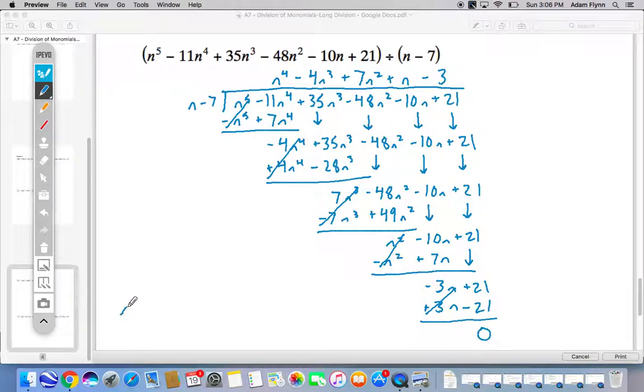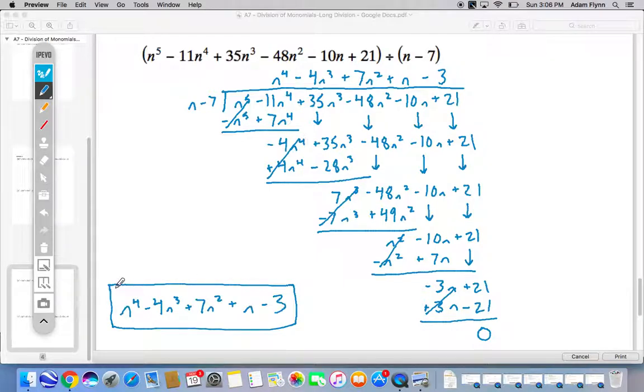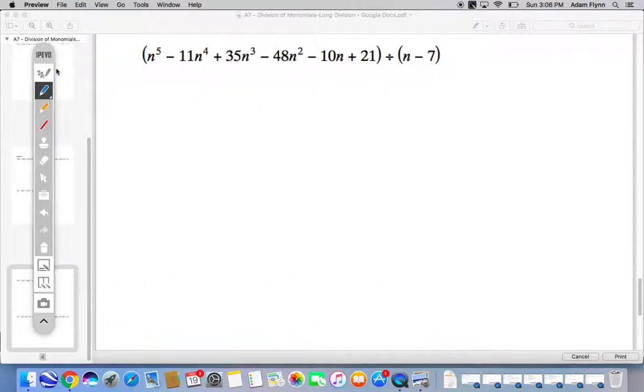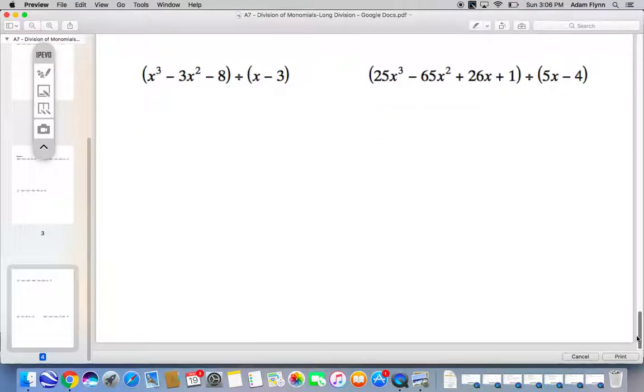So final answer, n to the fourth minus 4n cubed plus 7n squared plus n minus 3. Perfect. All right, pause the video if you need more time. All right, we have 2 more problems here.